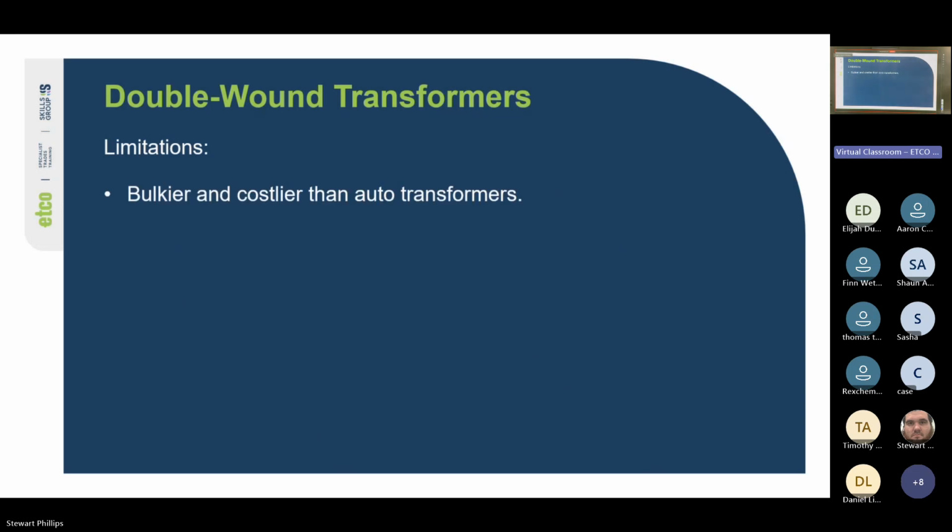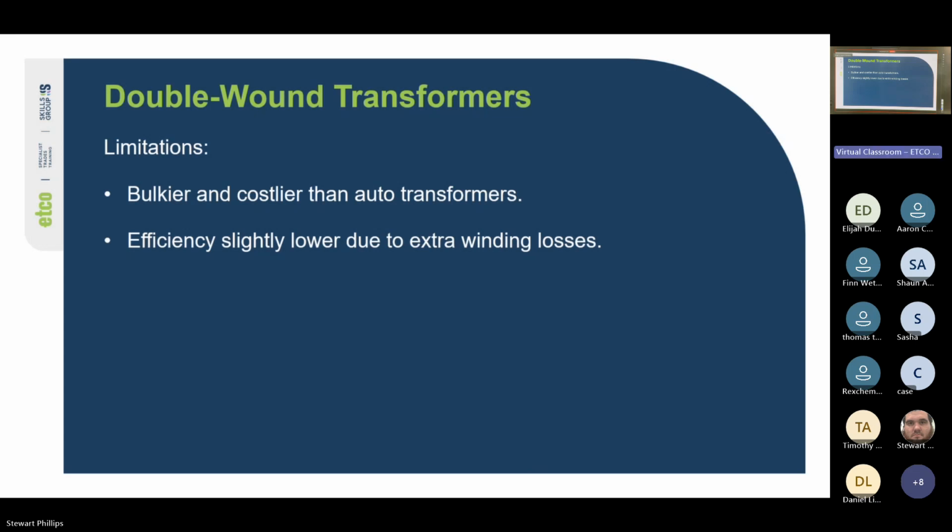It's bulkier and costlier than an auto transformer, so the size and weight can be a factor. If anyone's ever picked up a double wound transformer, even the ones in the microwaves are still pretty hefty. The main weight inside of a microwave is actually the transformer. The efficiency is slightly lower due to the extra windings and losses, i.e. if you have more windings, you'll have more heat, so you'll have more heat losses. And obviously the iron core or the steel core needs to be bigger to accommodate the extra windings. So that's more weight and more hysteresis loss because of eddy currents.